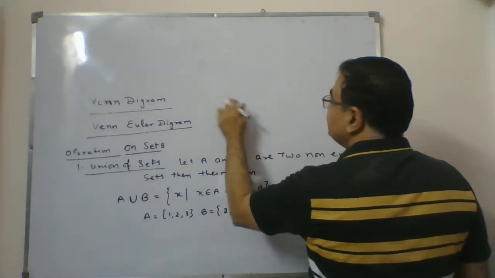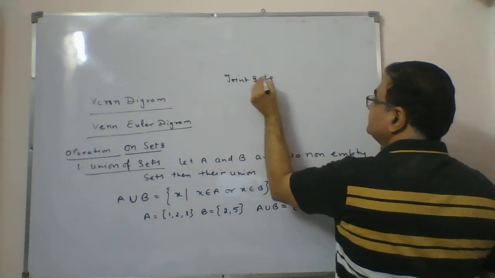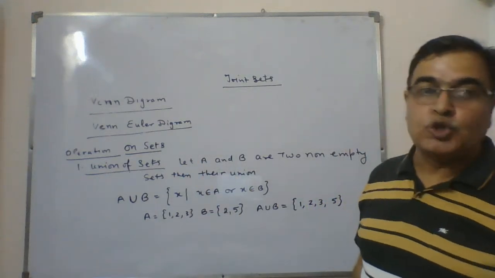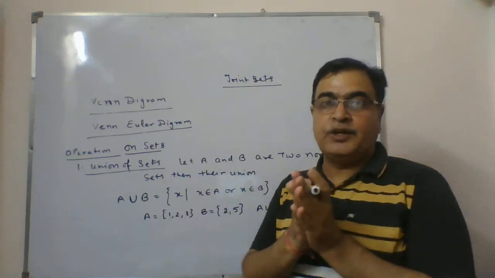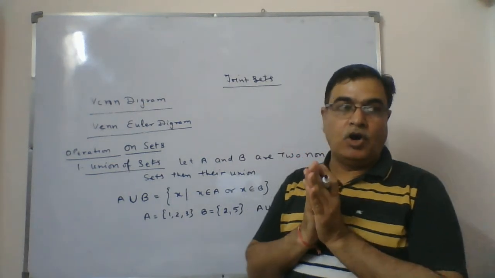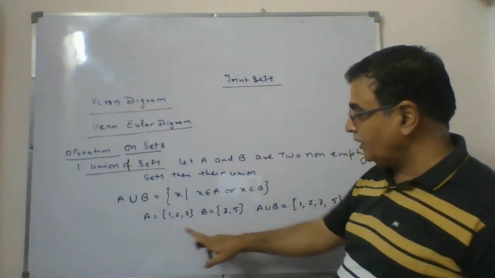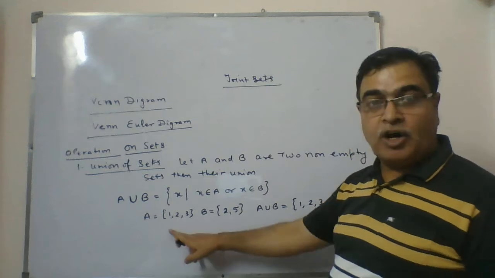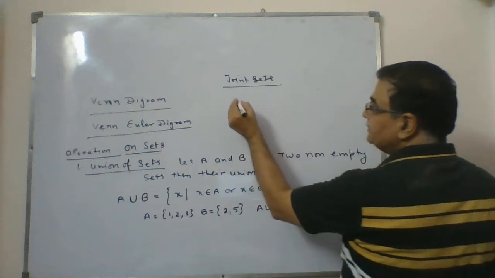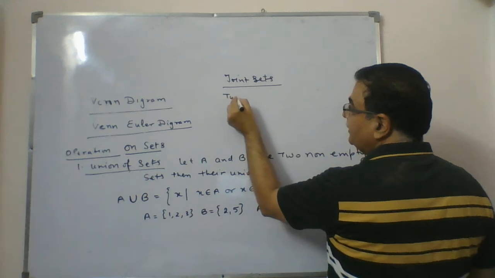There are sets which are called joint sets. One more topic I'll introduce here, the joint set. Two sets are said to be joint if they have something common among them, or at least one element is common in them. Here in this case, 1, 2, 3 and 2, 5, there is something common. Yes, 2 is common here, so we will say yes, they are joint sets.